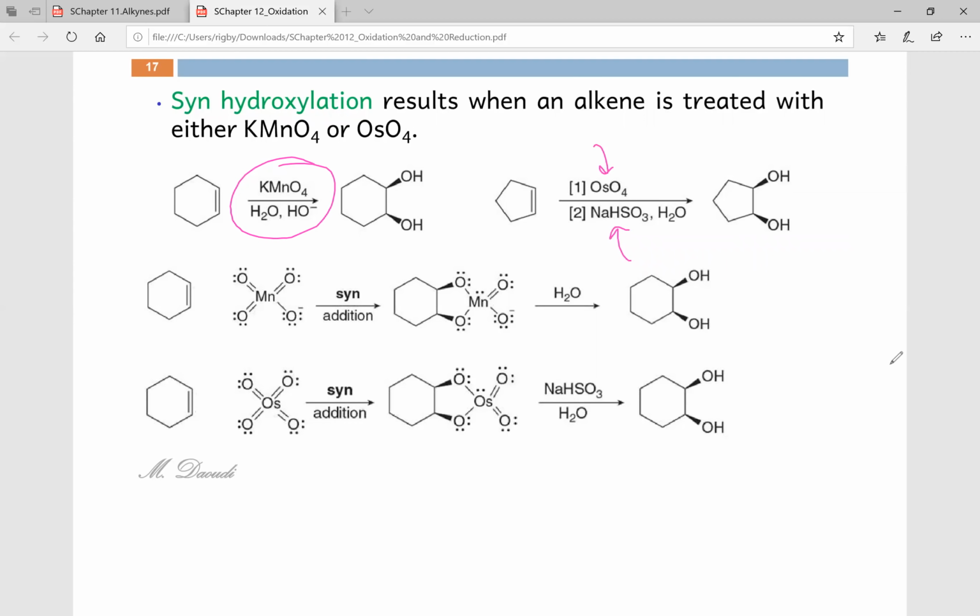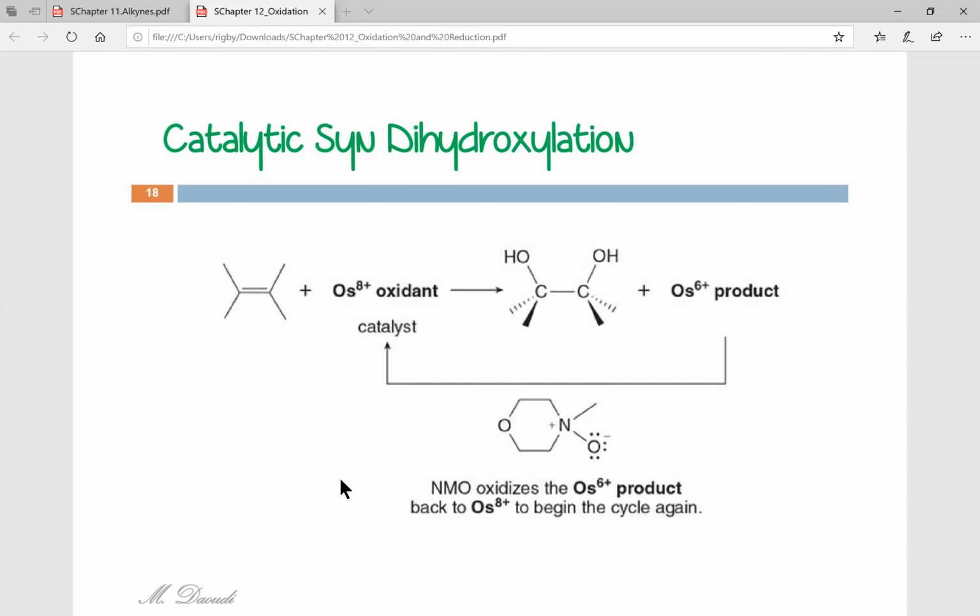All right. Perfect. And now there's one more way we can do this syn dihydroxylation, and that's using an osmium oxidant as a catalyst. All this means is we have an osmium with a very high positive charge. So it's okay with gaining or losing a lot of electrons because it already has that 8+. So it will be reduced at the same time as our alkene is oxidized. I'm not going to focus on the mechanism here because it's not exactly important.